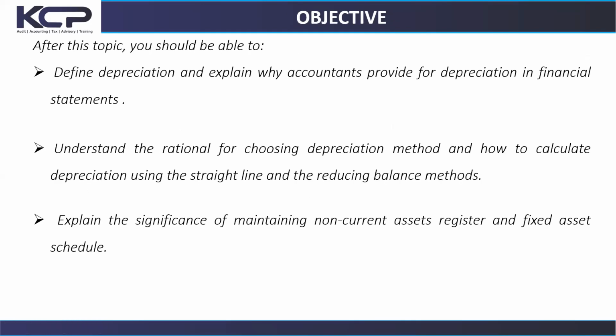Our objective first is to define what depreciation is and explain why accountants provide for depreciation in financial statements, to understand the rationale for choosing a depreciation method and how to calculate depreciation using the straight line and the reducing balance method in particular, and to explain the significance of maintaining a non-current asset register and fixed asset schedule.